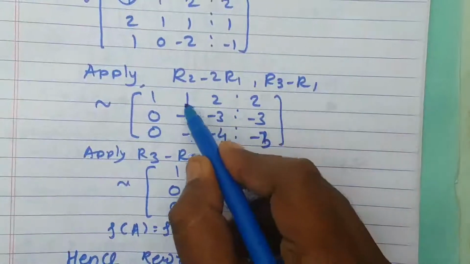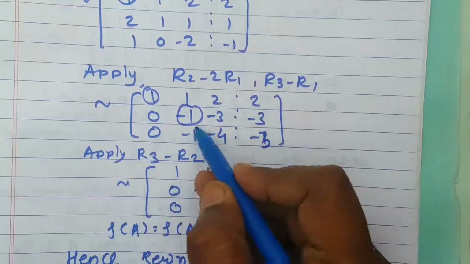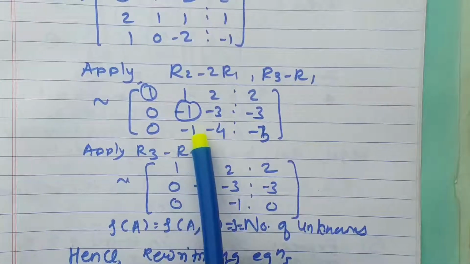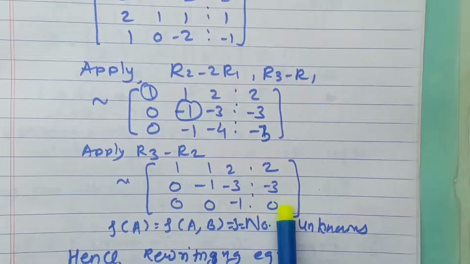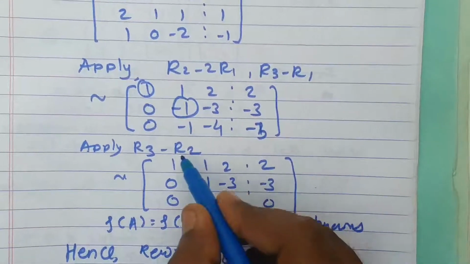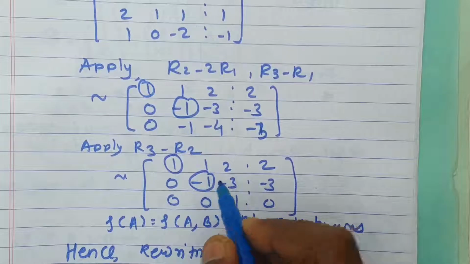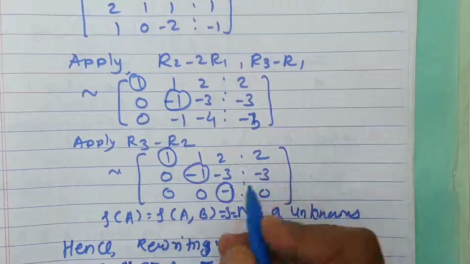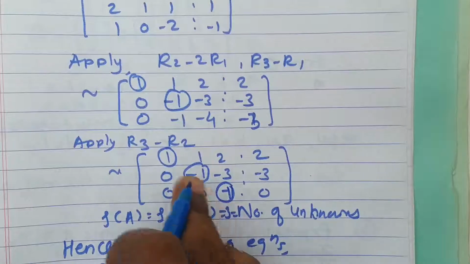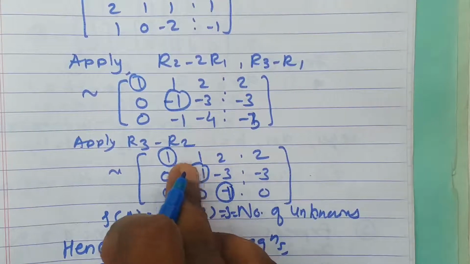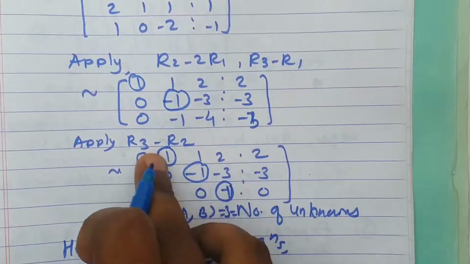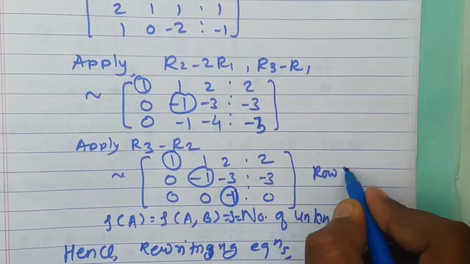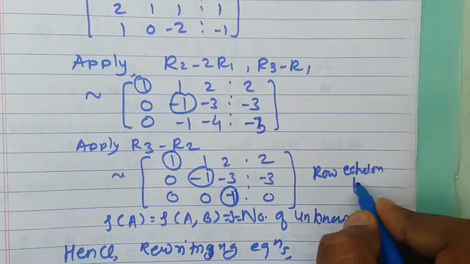Now the next pivot is this. Below this pivot we are going to make 0, so the transformation is R3 minus R2. After that transformation, finally you will get this matrix in row echelon form. So this is the first row's pivot, second row's pivot, third row's pivot. You can clearly see each pivot is appearing to the right of the previous pivot. So this is the row echelon form, which we have finally obtained.